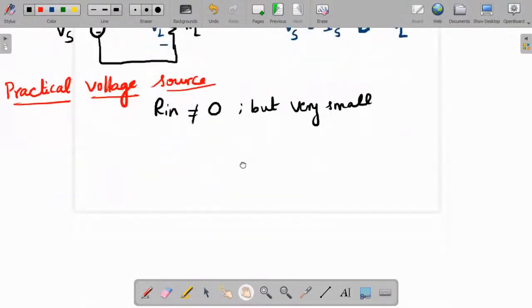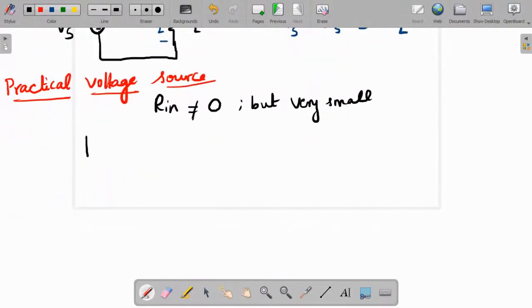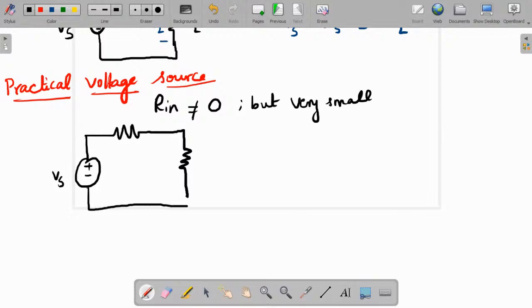For a practical voltage source, we have a voltage source with voltage Vs. Here we have internal resistance Rin followed by a load resistance RL. So this is Rin and this is RL. Same way, here I am assuming current Is. So this is positive, this is negative, this is positive and this is negative. Here the drop is VL.